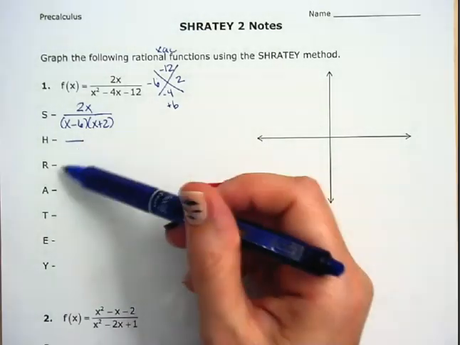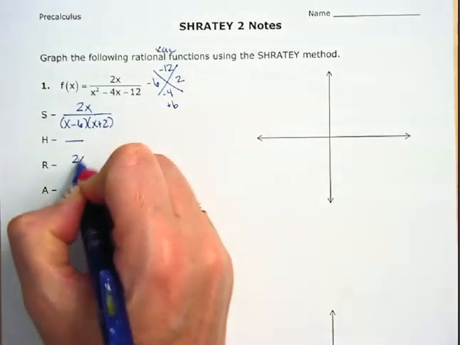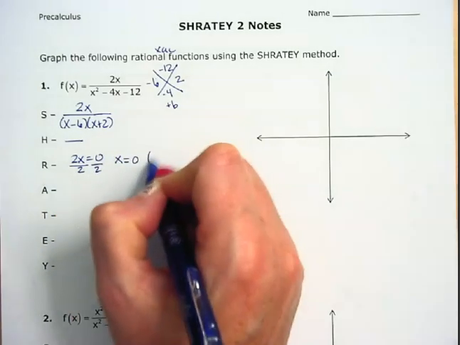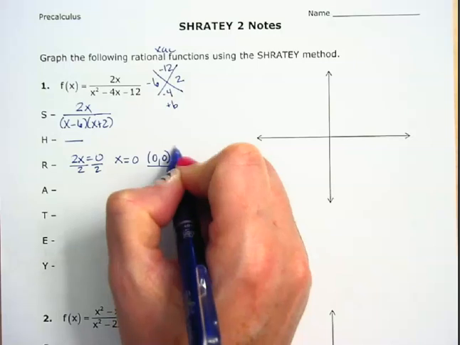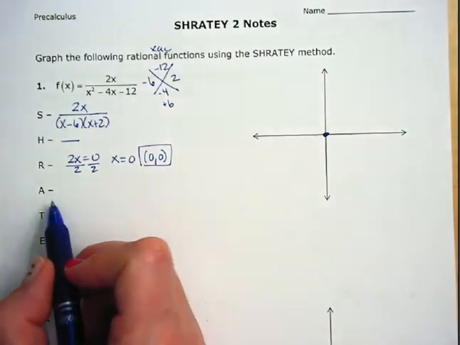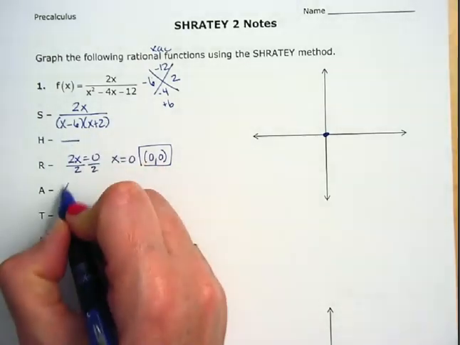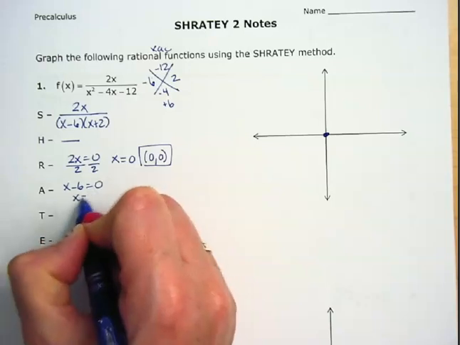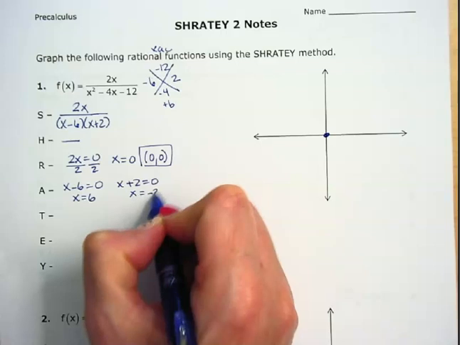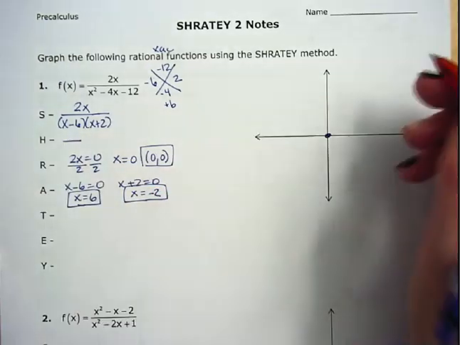So then we continue just with SHRATEY like we worked on yesterday. We set the numerator equal to 0 and solve. We write that as an ordered pair and graph it. For the vertical asymptotes, we set both of the factors in the denominator equal to 0 and solve them. Write them as equations of lines. X equals 6, x equals -2.